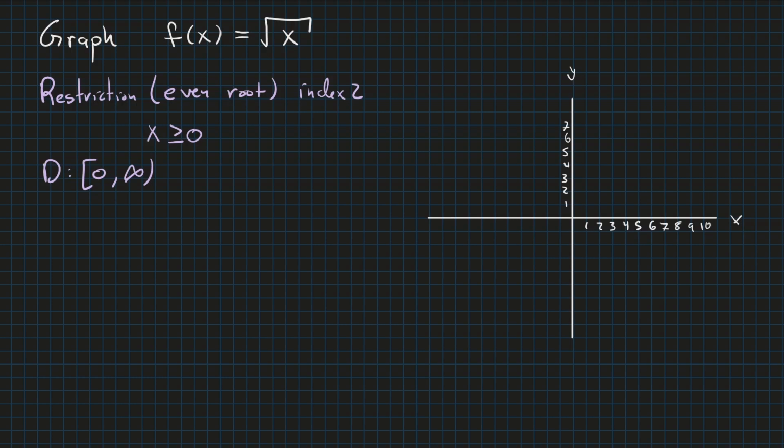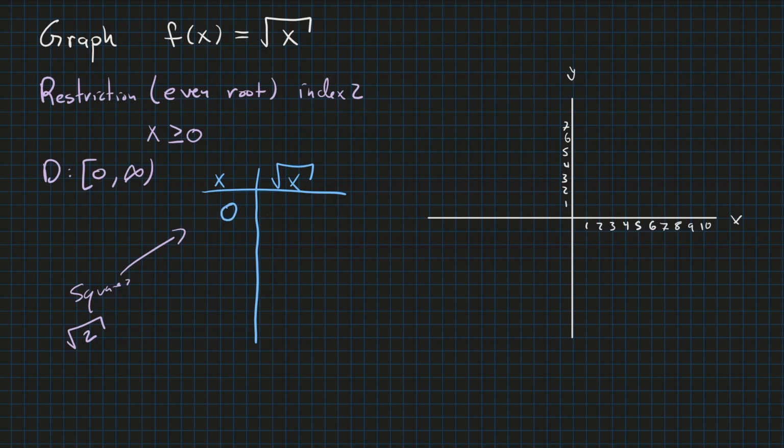To graph this, we're going to construct a table of values. I'm going to do x here, and then on the other side, we're going to do the square root of x. In this case, I'm going to plug in things that are perfect squares. The reason why I'm going to do squares is because we don't really know a good way to evaluate what the square root of 2 is. That's not a nice value. So I'm going to choose things to plug in for x that I know what the square roots are. For instance, we're going to start with the beginning of our domain, 0, because the square root of 0 is 0.